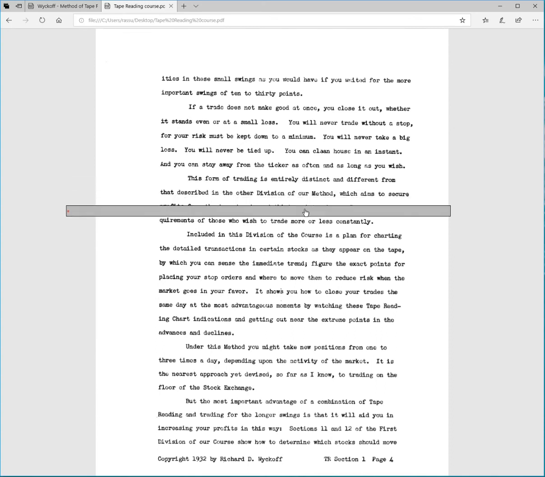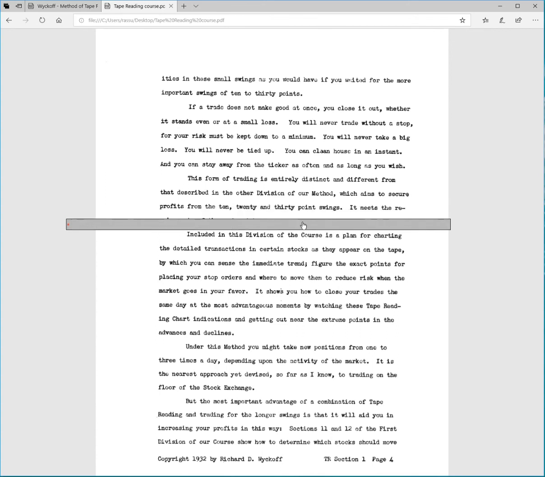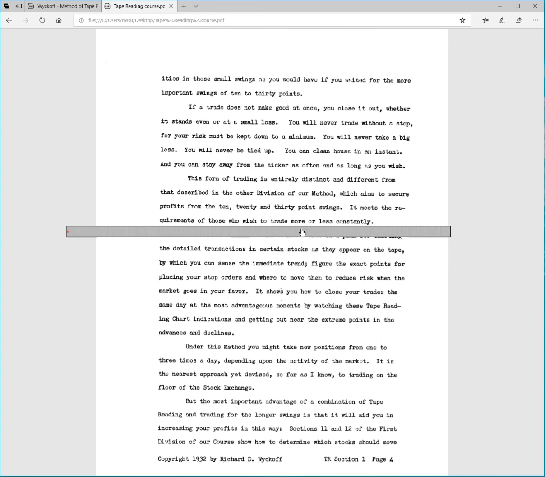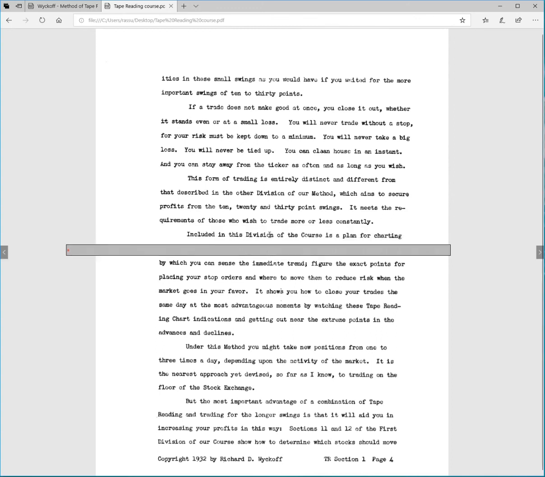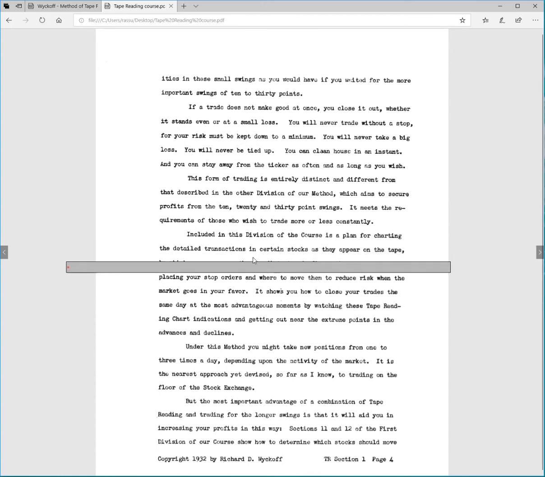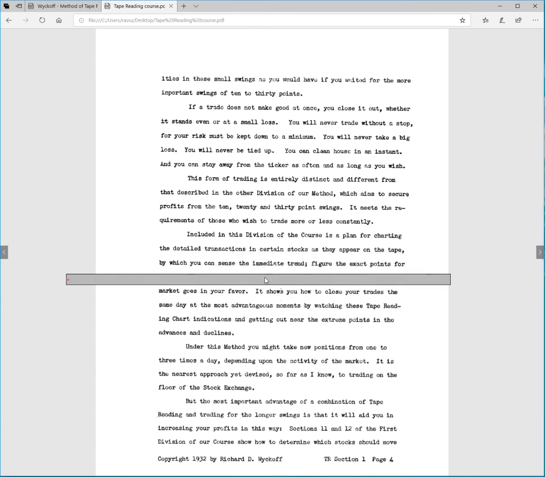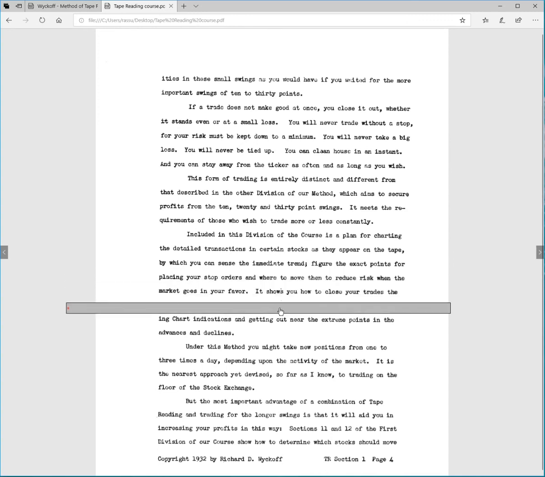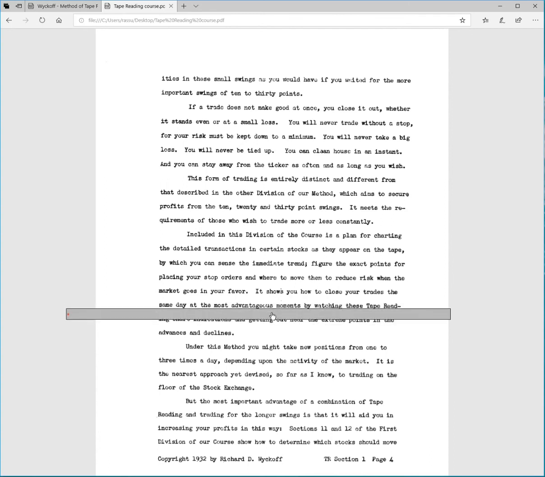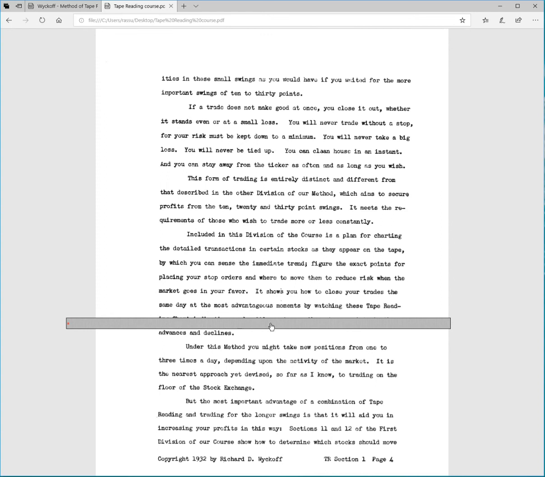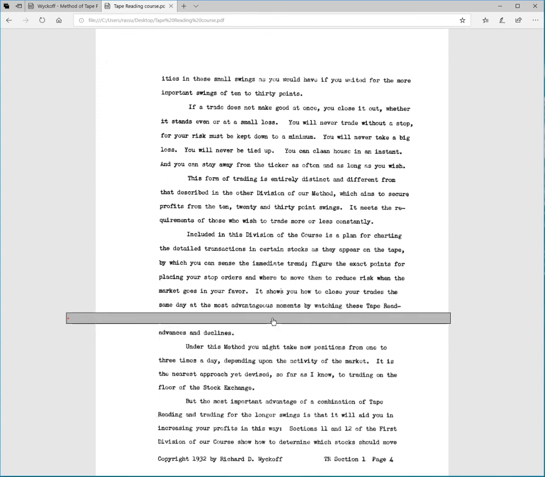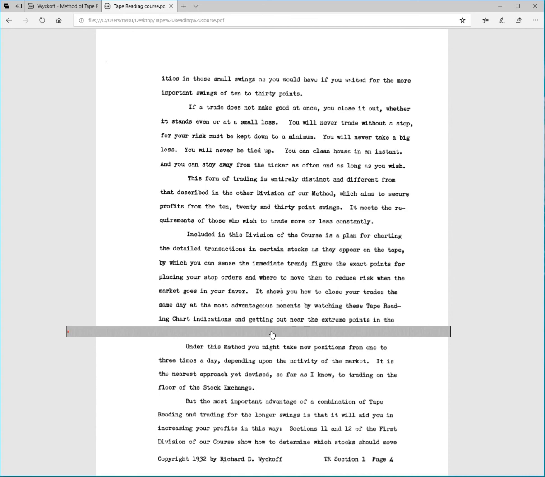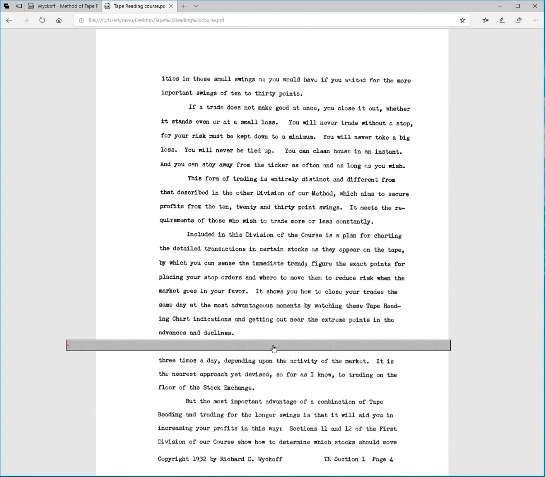This form of trading is entirely different from the swing trading course, which aims to secure a profit of 10, 20, 30 point swings. It meets the requirements of those who want to trade a lot more continuously, including in the division of the course that plan for charting. We're lucky that we don't have to do this. It shows you how to close your trades the same day by watching these tape reading chart indications and getting out near the extreme points in the advances and declines.